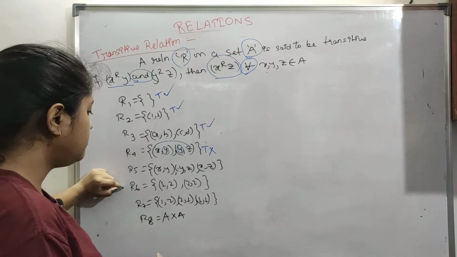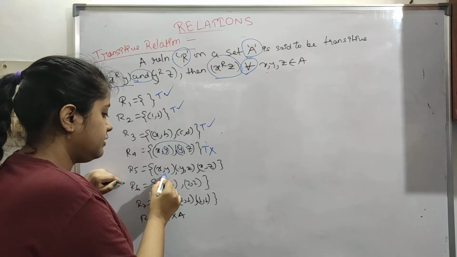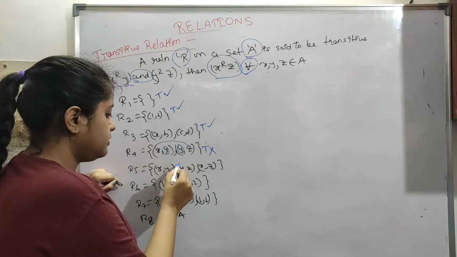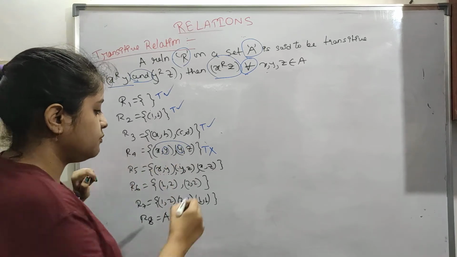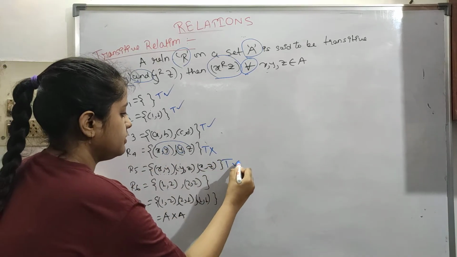Okay, so now next is R5. X related to y, y related to z, so this y is common, so then (x, z) has to be present. So this is transitive.